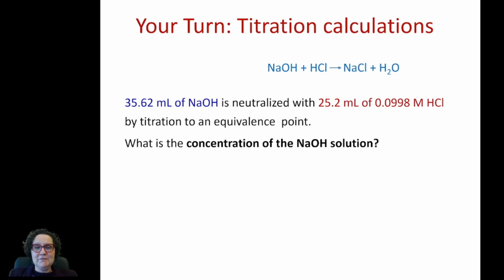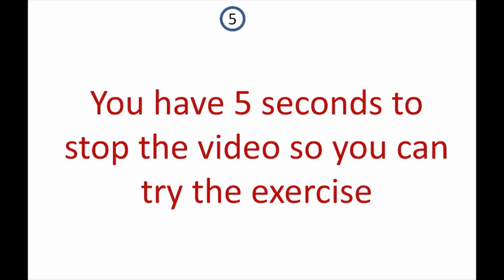So let's have a go at a hopefully quite straightforward reaction. Neutralizing sodium hydroxide with hydrochloric acid. You generate sodium chloride and water. You've got 35.62 milliliters of sodium hydroxide. You don't know the concentration of sodium hydroxide, but you have used 25 milliliters of hydrochloric acid of that particular concentration. What is the concentration of the sodium hydroxide solution? Stop the video now, please.